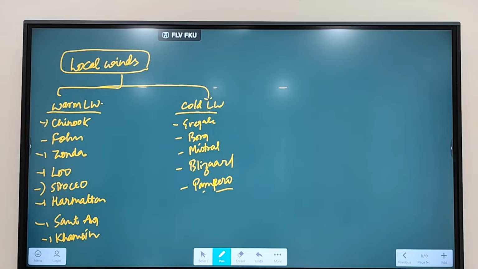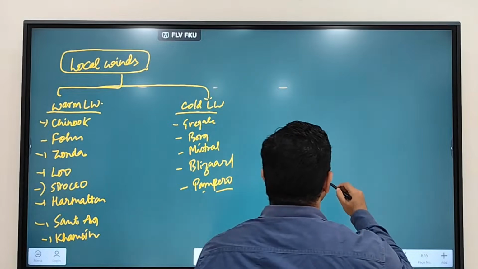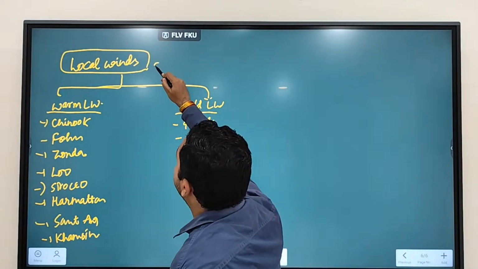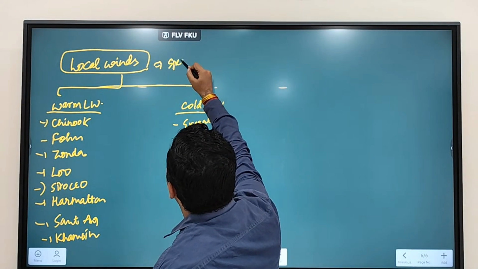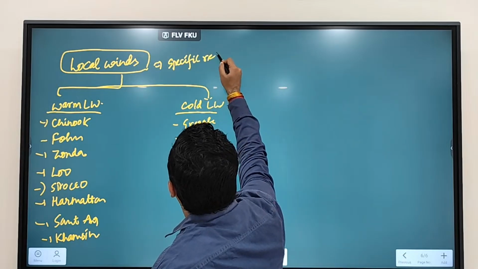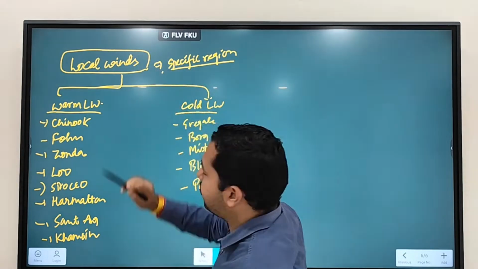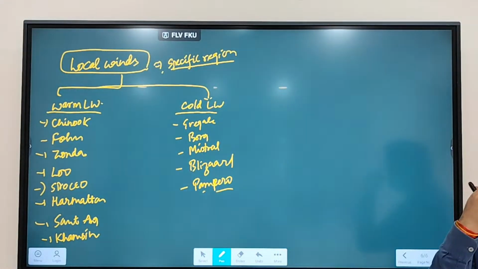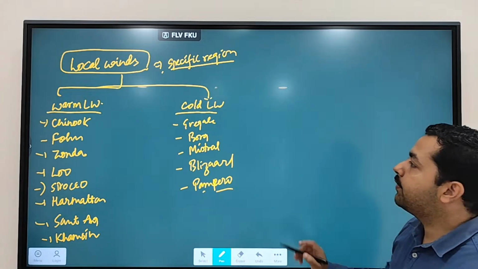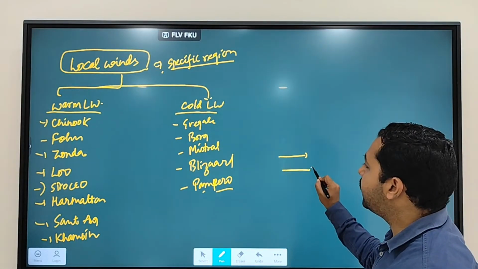Fine. So what is this type of wind? The first thing, as we discussed, local wind means what? They are blowing in a specific region only. That's why they are referred to as a local wind. They are not like seasonal wind, which blows in a particular season throughout the globe. They are blowing only in certain areas, and that's why it is referred to as local wind. Fine.